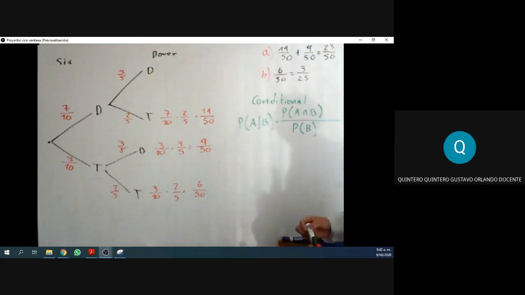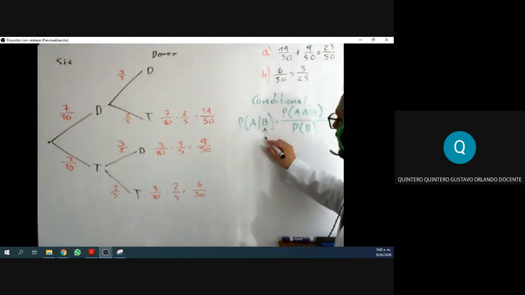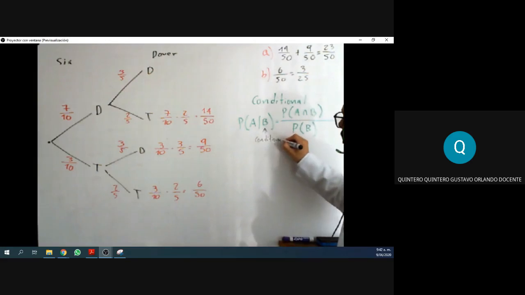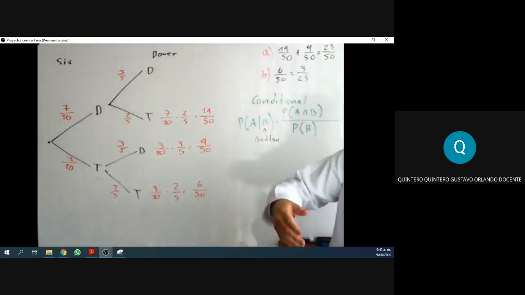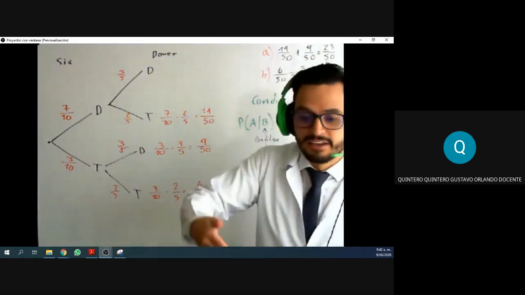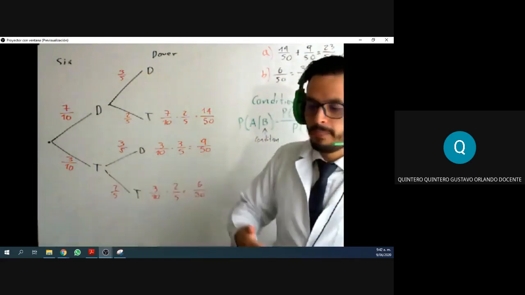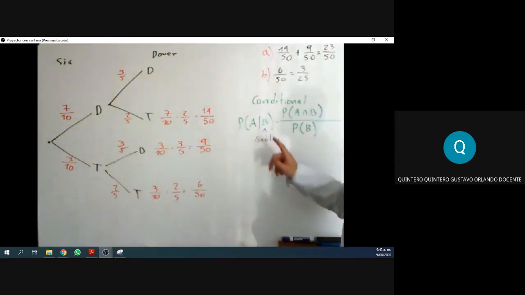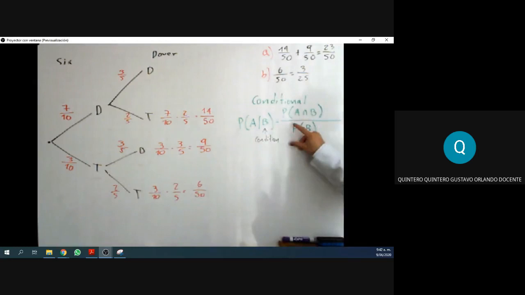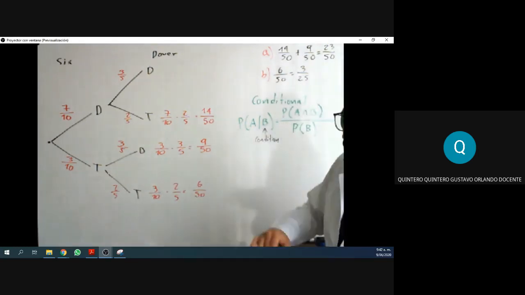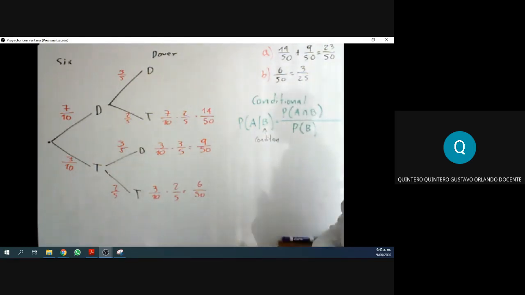Now, again, remember, this B is the condition. What is the condition? Whatever comes after given that. That is the condition. So that goes in here. That probability goes down in the denominator. That's it. I'm going to show it to you in an example right now.